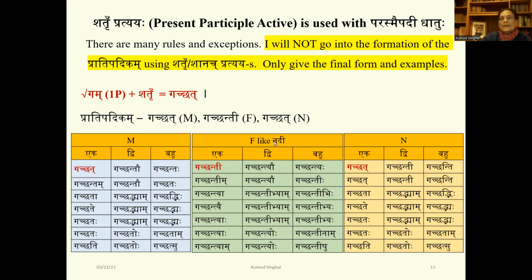In feminine, it declines like Nadi. So you have Nadi, Nadyau, Nadyaha. So it will be Gachanti. And here it is Gachan. If you remember these three, that's good enough. Also the plural form here, sometimes you see this form also, but this is more like Gachan. This you should know: Gachan, Gachanti, and Gachat.